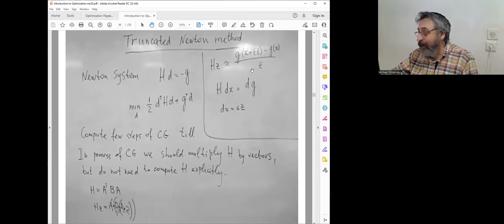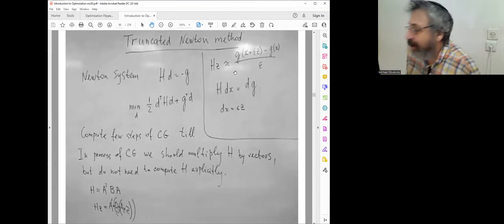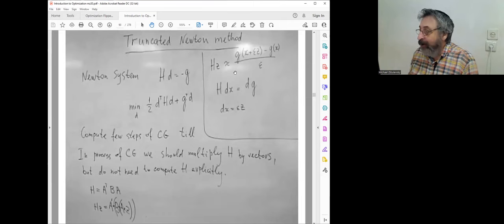And these people use quite often, even in practice, if you have a black box, if you have a program which computes only function and gradients. But actually, if you have analytical expressions or even a program, you can create another program which analytically multiplies Hessian by arbitrary vector, and it costs about the same as gradient evaluation.